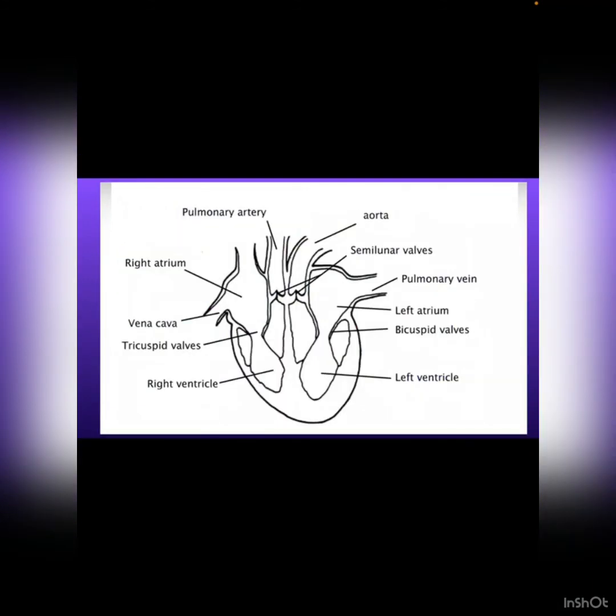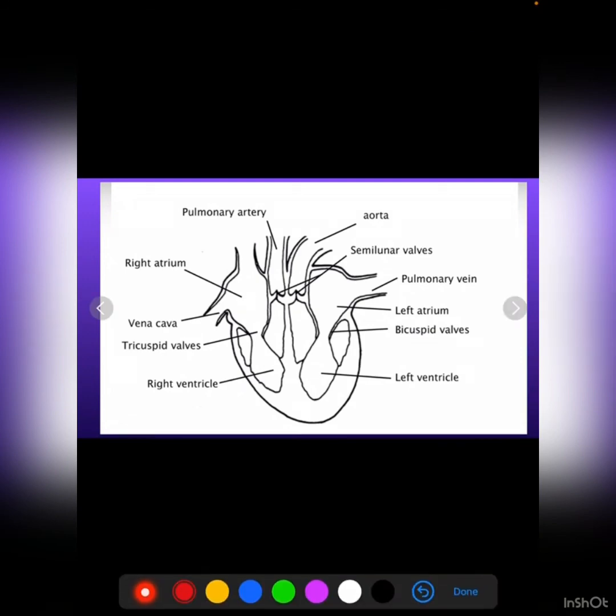Now we will learn about the working of the heart. When the left atrium relaxes, the oxygenated blood from the lungs flows into the pulmonary vein, and when it contracts, the left ventricle expands. And through the aorta, which is the largest artery, the blood circulates all around the body.